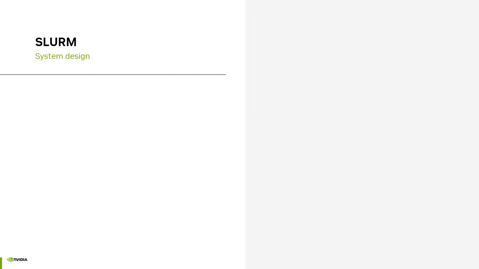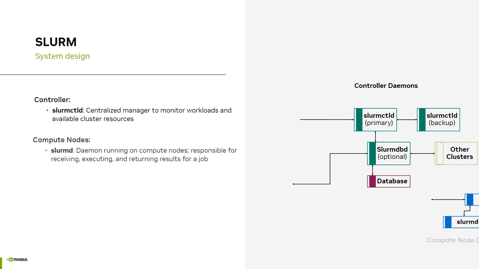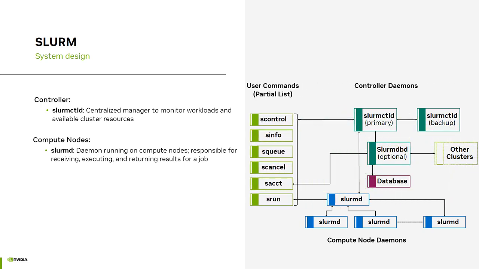Let's take a closer look at the Slurm system design. There are two main components. The Slurm controller is the centralized manager. It manages workloads and the available resources in the cluster. The compute nodes are responsible for running the jobs and returning the results. The user sends commands to the Slurm controller that manages sending jobs to the compute nodes. Jobs are scheduled on the compute nodes based on resources needed for the job. An optional database can be used with Slurm to track accounting records.